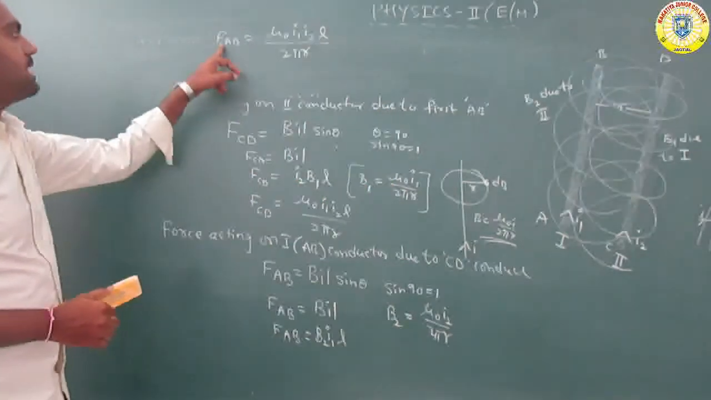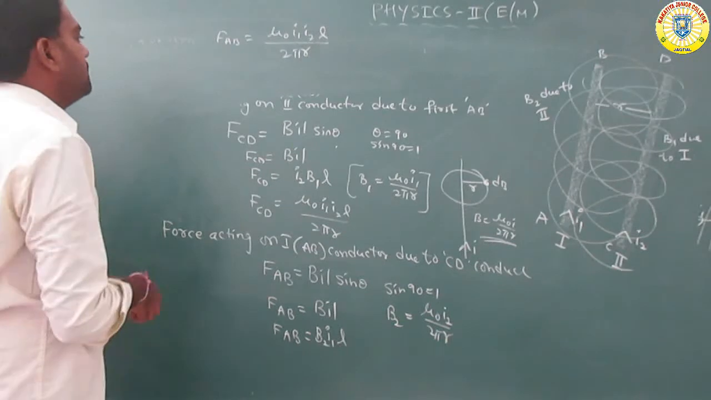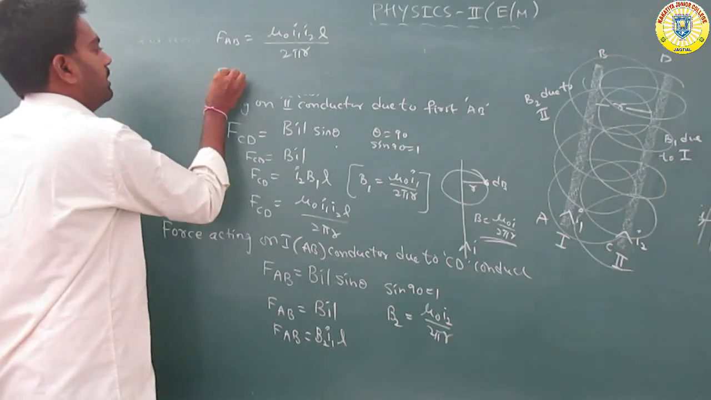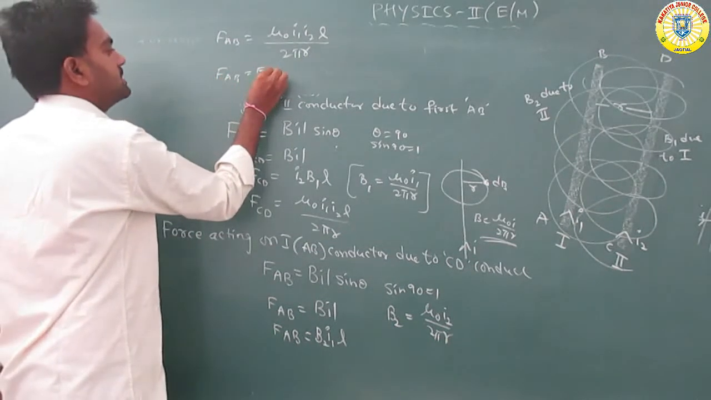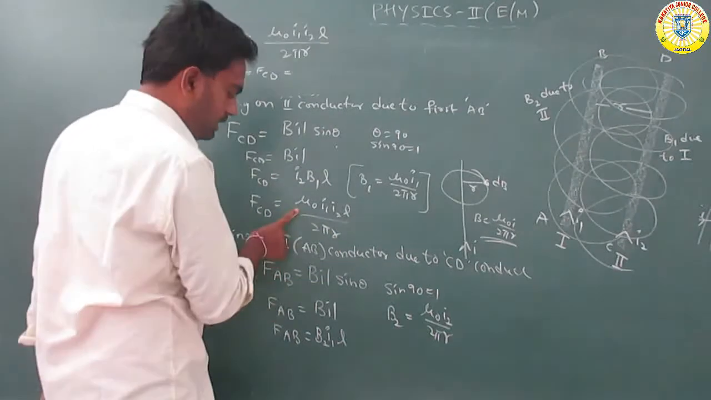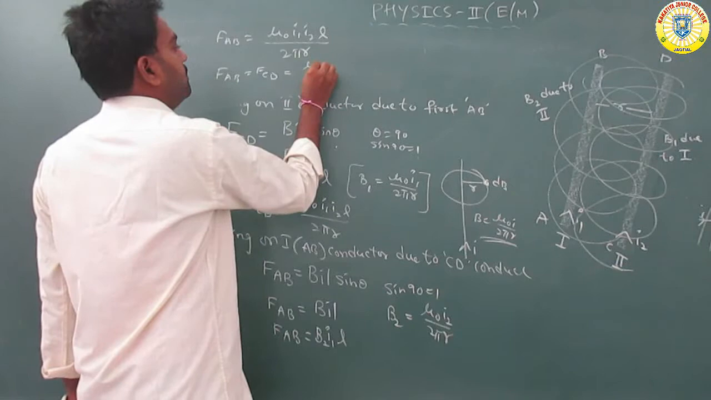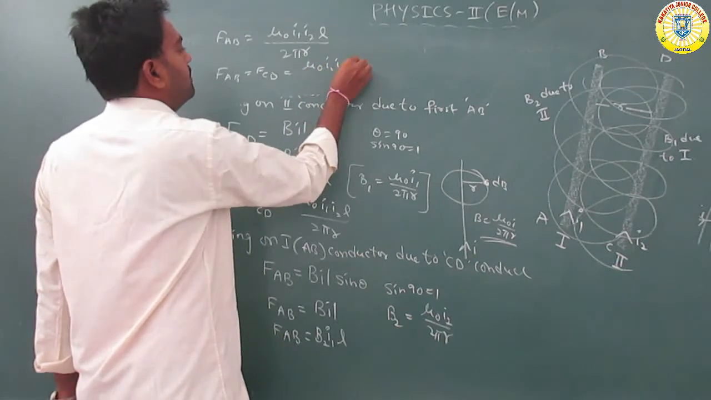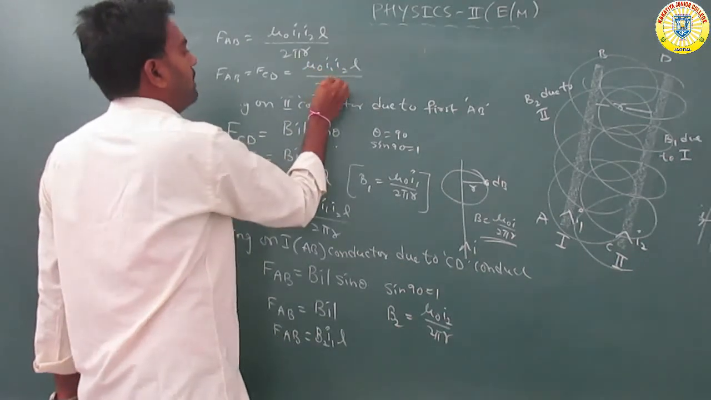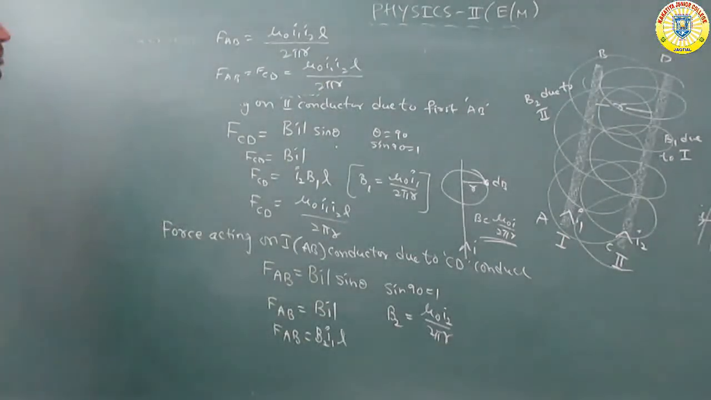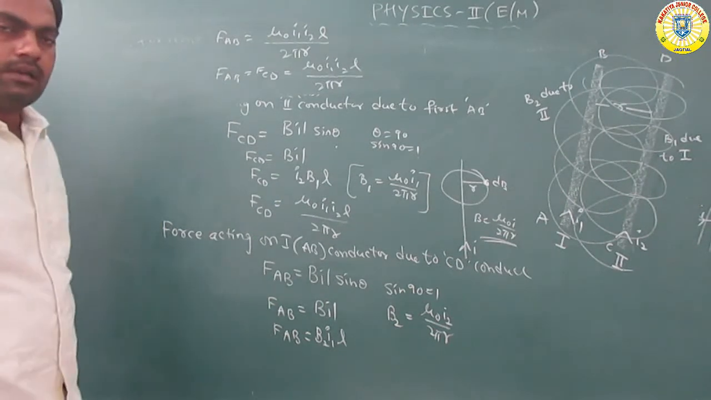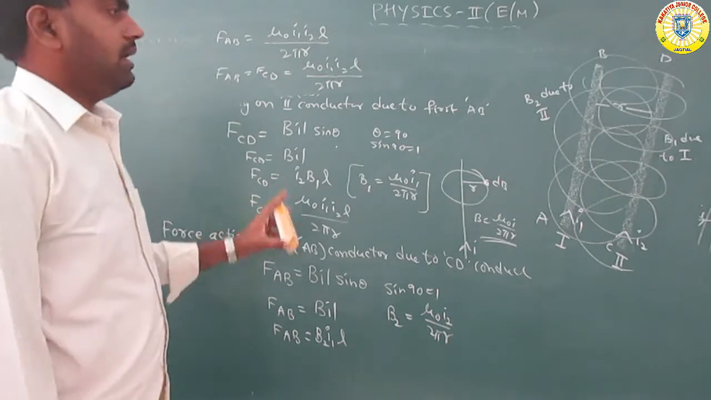So the force acting between them, FAB is equal to FCD. These two equations are equal. Observing these two equations, FAB is mu naught I1 I2 L by 2 pi R, and FCD is mu naught I1 I2 into L by 2 pi r. So there is an equal force acting on the conductors.